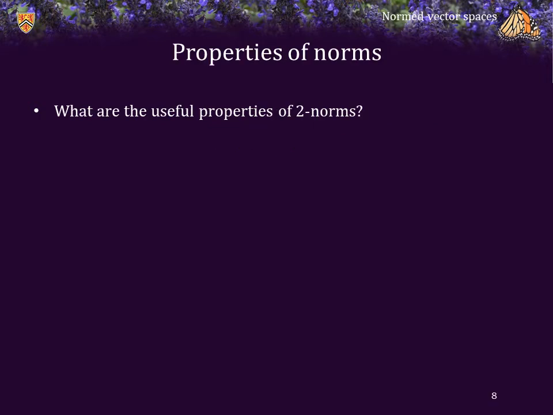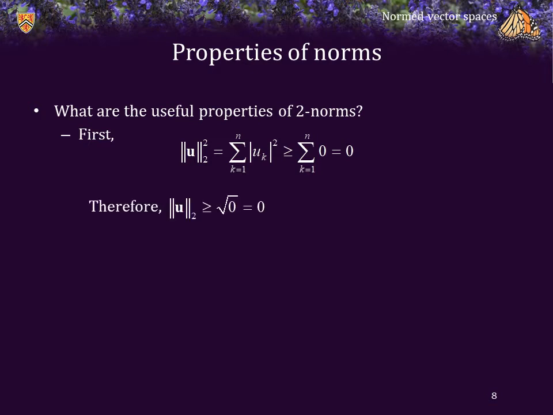Now, what are some of the useful properties of the 2 norm? Well, first of all, notice that the 2 norm squared is just the sum of the absolute values of the entries all squared. Each of these entries in this sum is greater than or equal to 0, and so therefore the 2 norm squared is greater than or equal to 0. If we take the square root of both sides, we get that the 2 norm is greater than or equal to the square root of 0, which is 0. All right, so that's our first interesting property. The 2 norm is guaranteed to be 0 or positive.